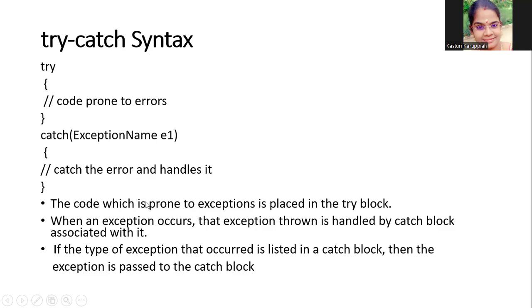The code which is prone to exceptions is placed in the try block. When an exception occurs, the exception thrown is handled by the catch block associated with it. The type of the exception that occurred is listed in the catch block. Then the exception is passed to the catch block. Particularly, the type of the error which has occurred in the try block should be handled by the catch block, which means that the catch block for that exception should be available.